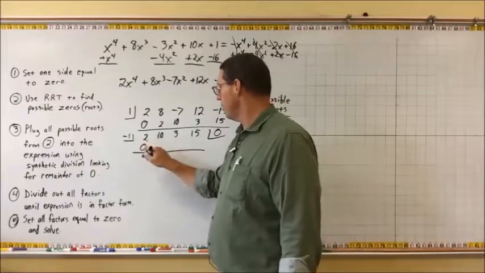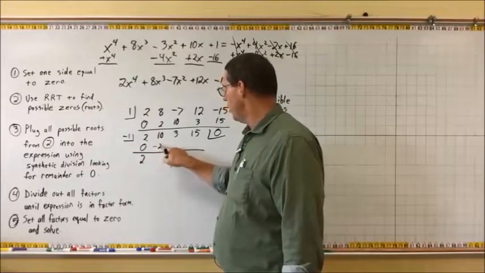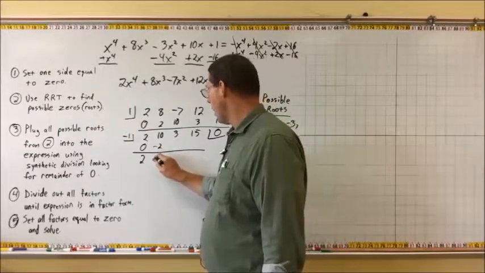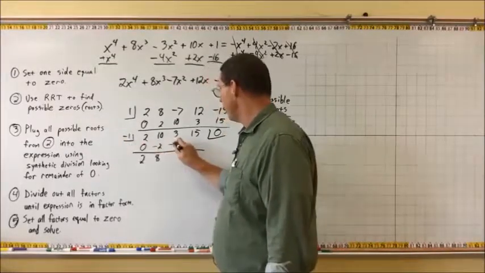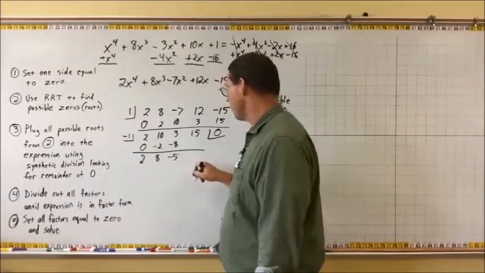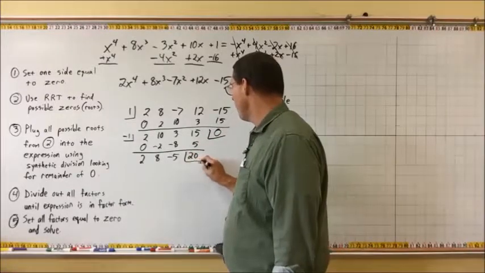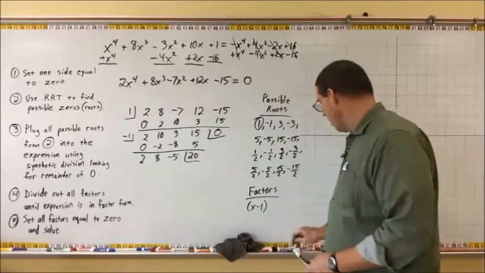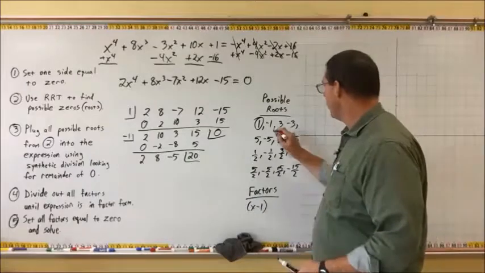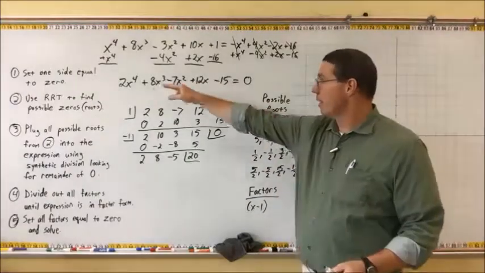So I'm going to put a 0 here. 2 plus 0 is 2. 2 times negative 1 is negative 2. Negative 2 plus 10 is 8. 8 times negative 1 is negative 8. Negative 8 plus 3 is negative 5. Negative 5 times negative 1 is positive 5. 5 plus 15 is 20. Get a remainder of 20. That means that negative 1 is not one of the roots of this polynomial.